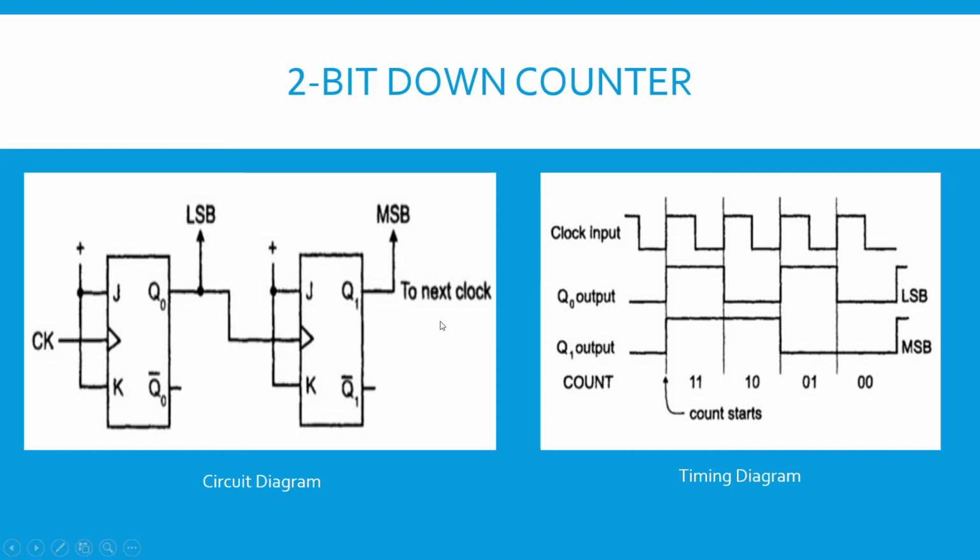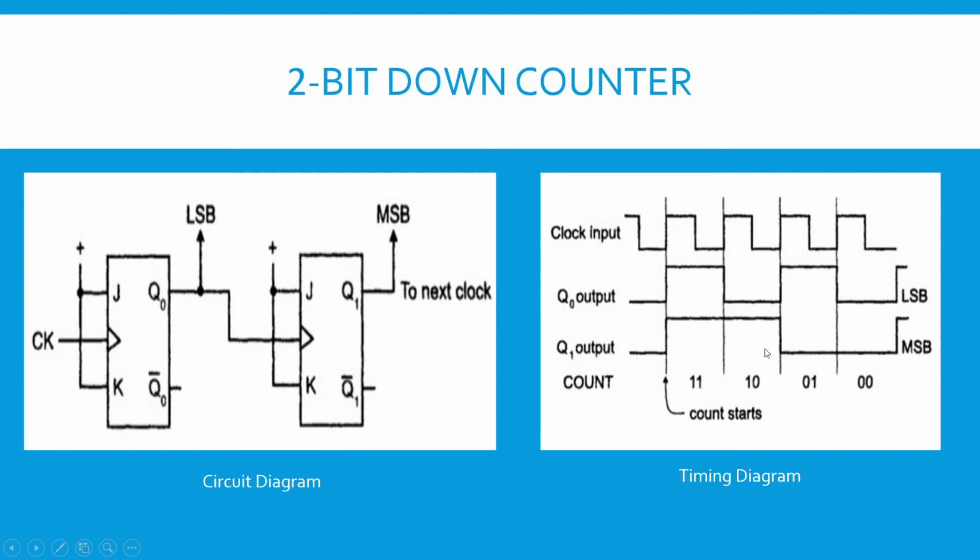So the timing diagram for this type of 2-bit counter is like this. Q1 is only responding on the positive edge of the Q node because the Q node is fed as an input clock signal for the second flip-flop whose output is Q1. So this type of timing diagram we will get. Here we will get 1 1 0 0. Here 0 1 1 0 0 1 1.